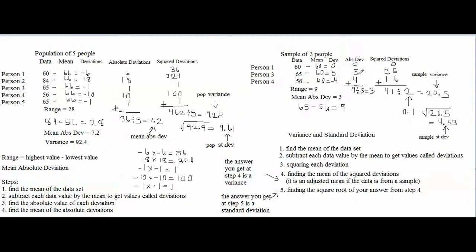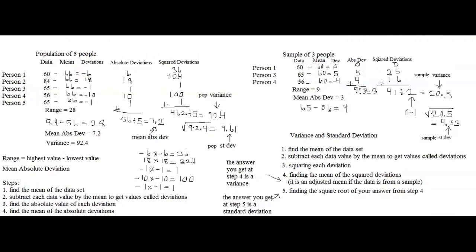And the reason why there's no adjustment for the mean absolute deviation or the range is because no adjustment has been developed, because these values are pretty much never used to measure spread. Really only the variance and standard deviation are used in actual research.